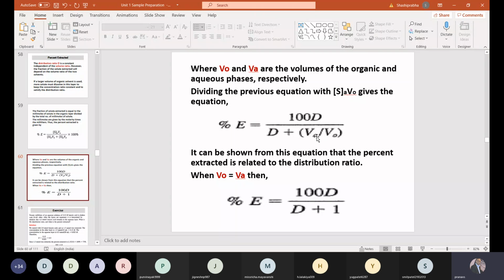And if both the volumes are the same, if you take 10 ml of aqueous phase and 10 ml of organic phase, then this will be equal to 1. So the further simplified form of this expression would be percent extraction equals 100 D upon D plus 1, if the volumes are the same. It generally doesn't happen every time, but if at all they are the same, then it will be D plus 1.